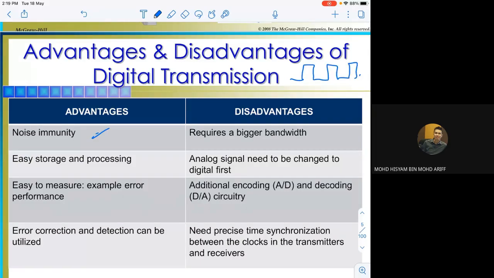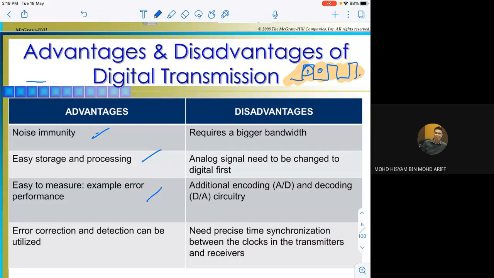First is noise immunity. And then easy storage and processing, and easy to measure. Measure why? For example, if you refer to the digital signal here, you should know something. Let's say the error occurs at bit 1. So you know already that at bit 1, this is the error. How about an error at bit 0? At bit 0, you know the exact location, 1 or 0.